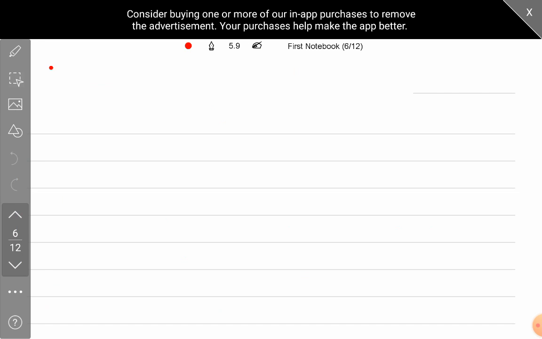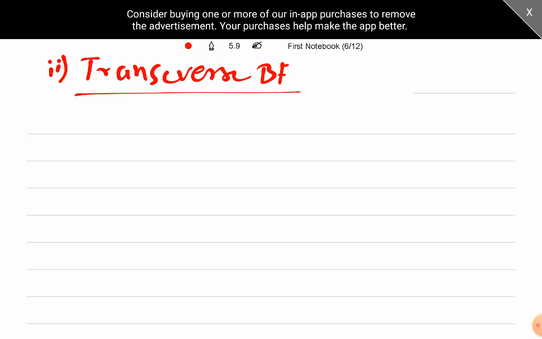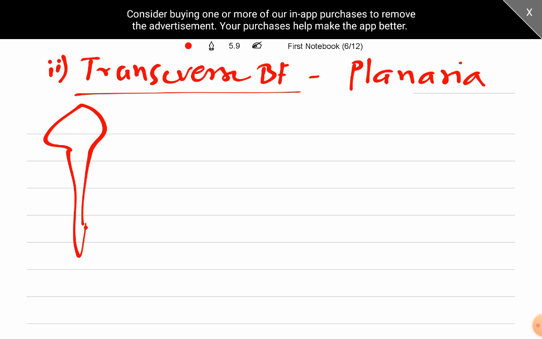The second type under binary fission is transverse binary fission. Transverse binary fission is observed in planaria. Planaria is a platyhelminthes animal. It looks like this. Okay, this is the animal, the parent animal.